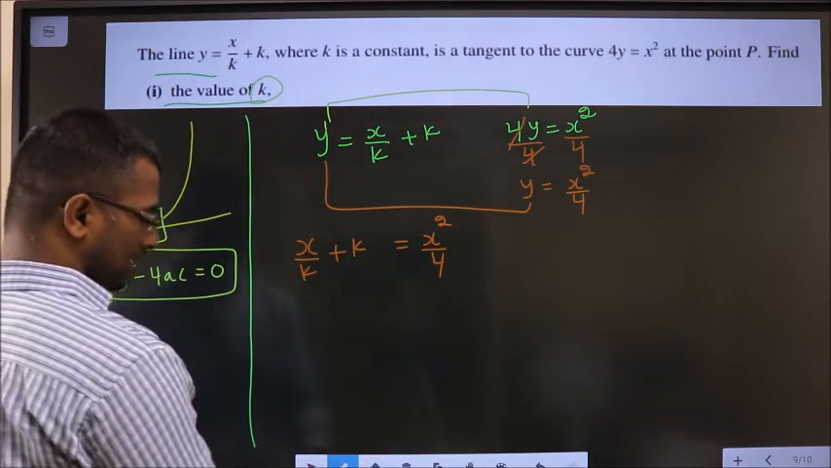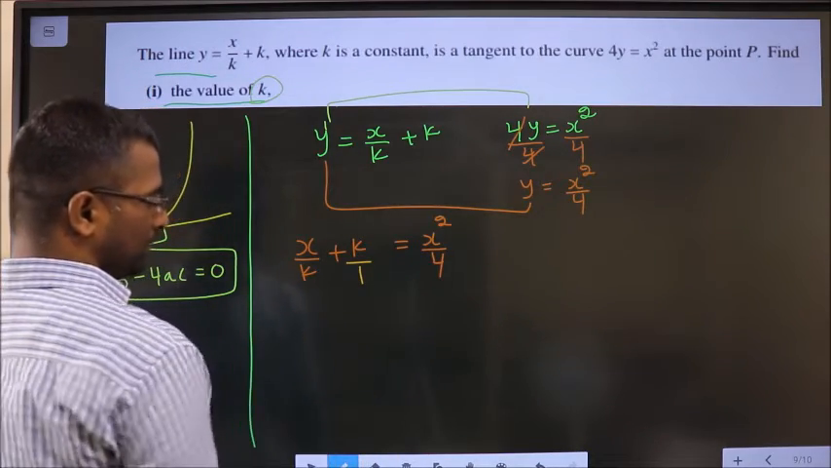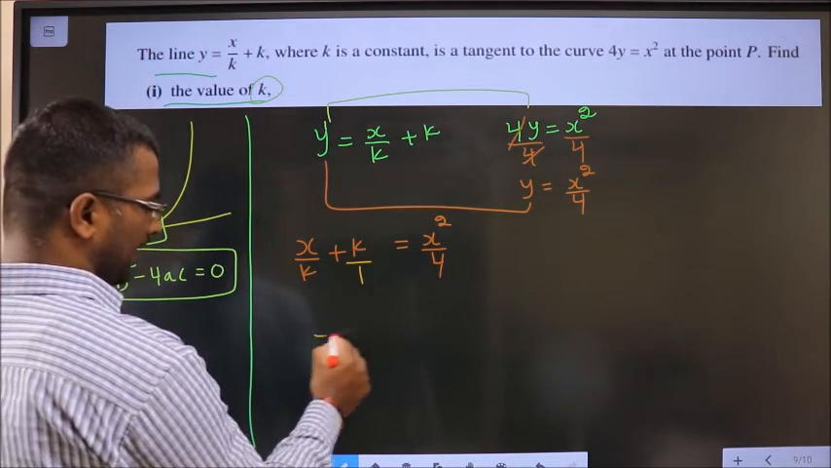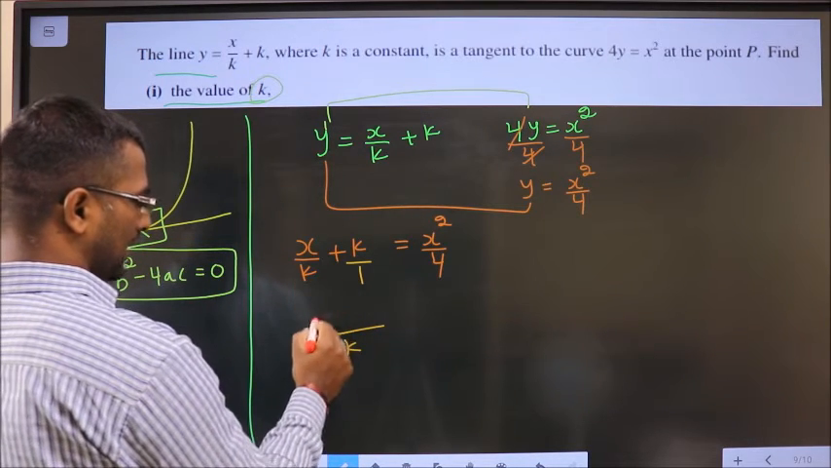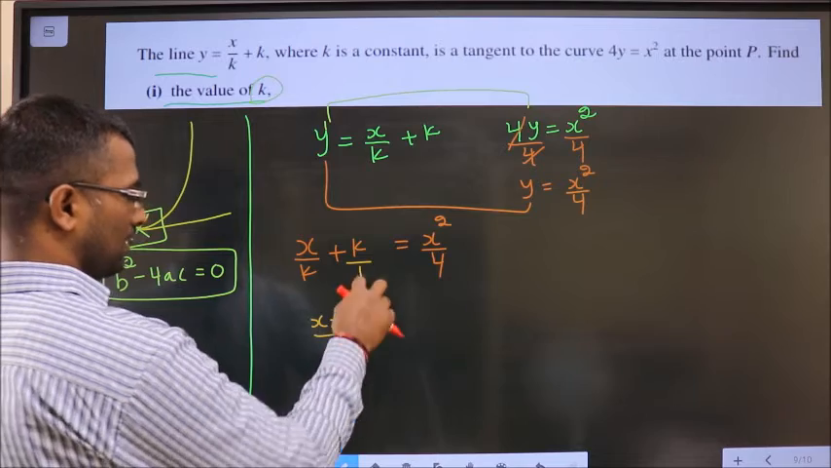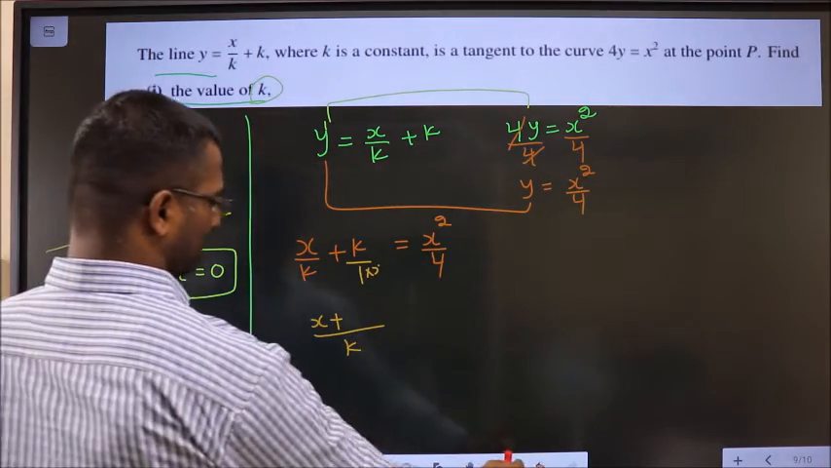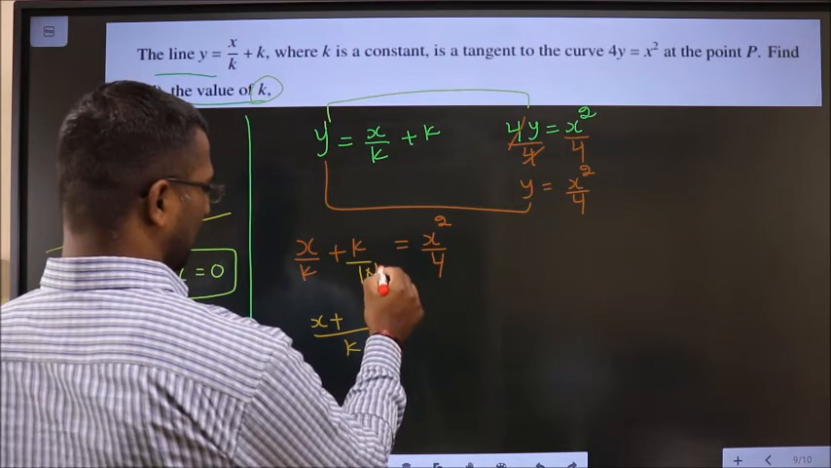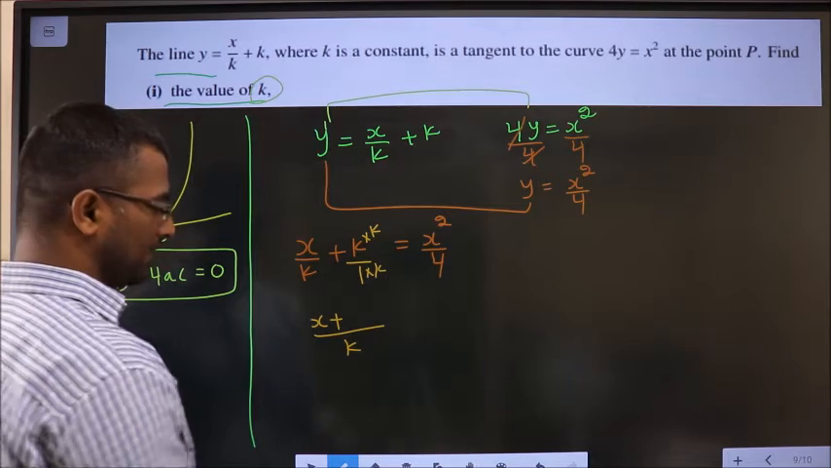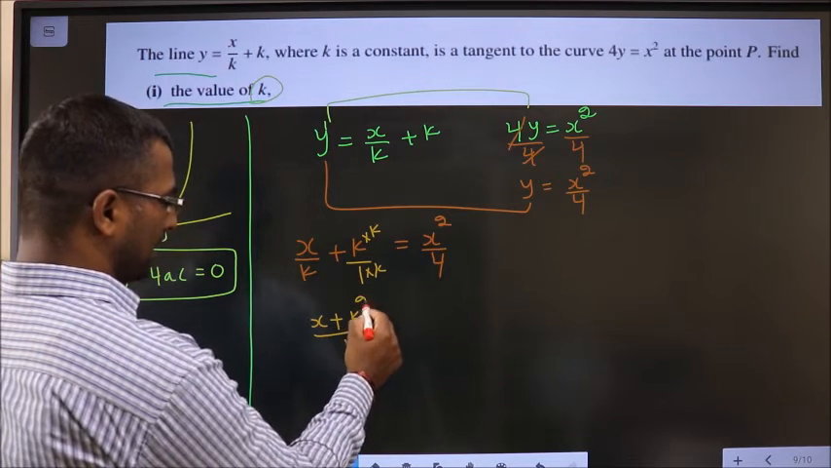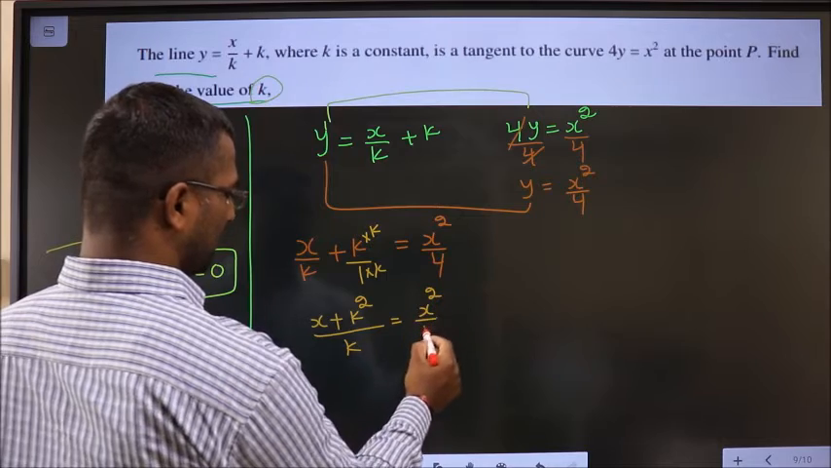Let us simplify this side. How? By 1 you take and LCM you take. LCM of k and 1 is k. Here k, so I don't need to multiply with anything. 1 should turn into k, so I need to multiply with k. When I multiply the denominator, to the numerator also I should multiply with k. So that will result in k square, is equal to x square by 4.